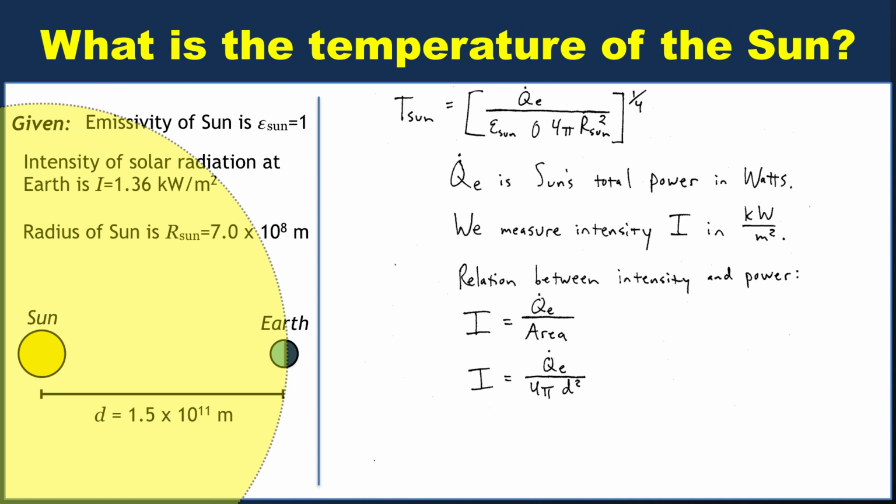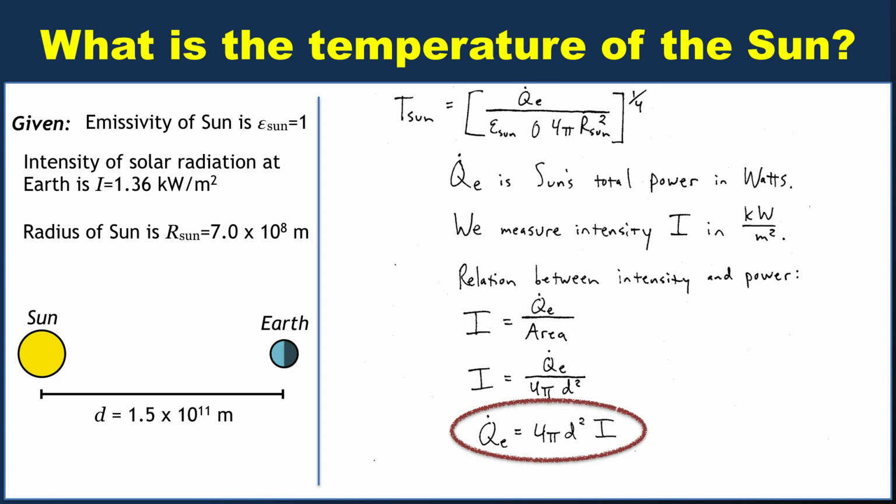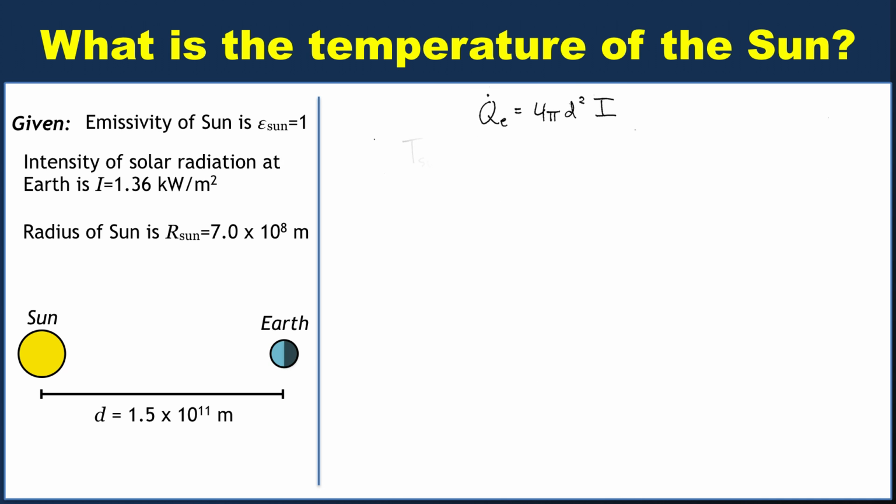Okay, if we do that, now we can rearrange to solve for Q dot E. Our whole point in doing this was so that we could substitute back in for this expression up here with this expression down here. So let's move things up and put it into the equation for the temperature of the Sun. Now we have an expression where we know all of the variable values. So let's substitute in the numbers.